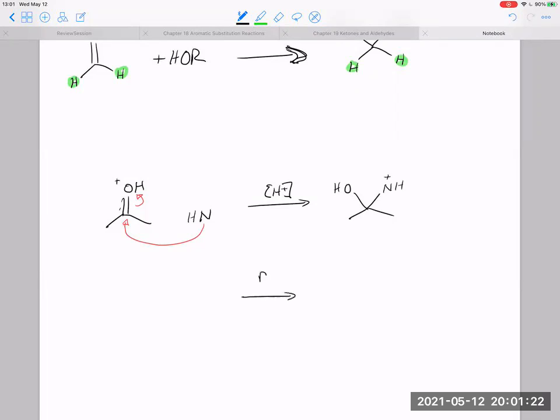And if we had instead basic conditions, the first step is nucleophilic attack, giving us a negatively charged intermediate.